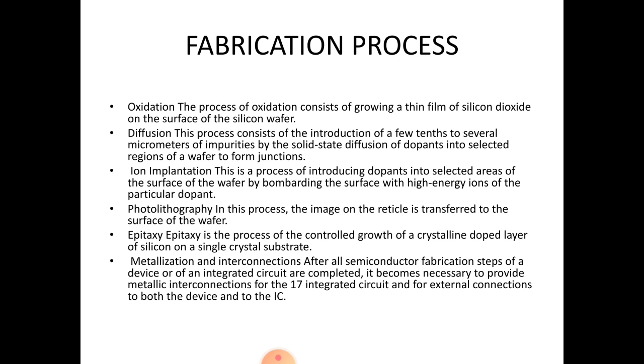The last step is metallization and interconnection of silicon. After all semiconductor fabrication steps of an integrated circuit are completed, it becomes necessary to provide metallic interconnections for the integrated circuit, for external connections to both the device and the IC.